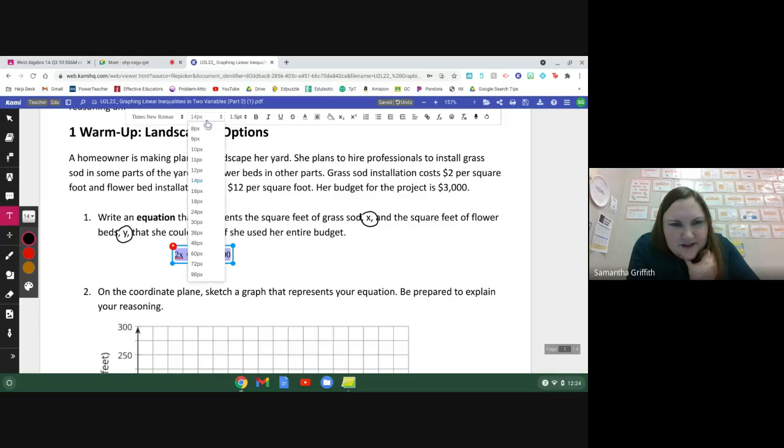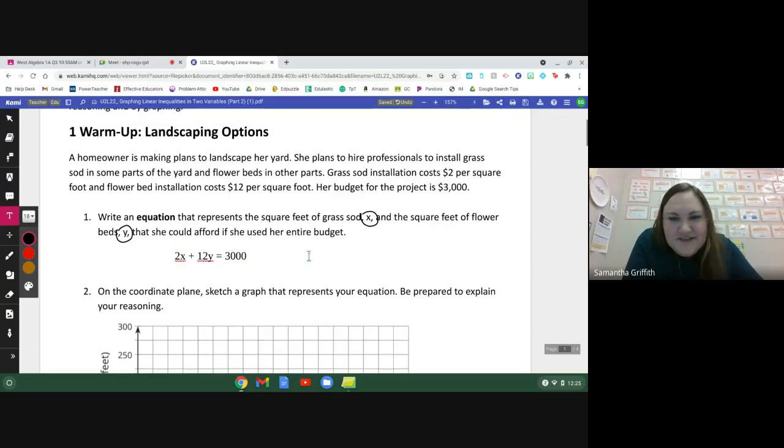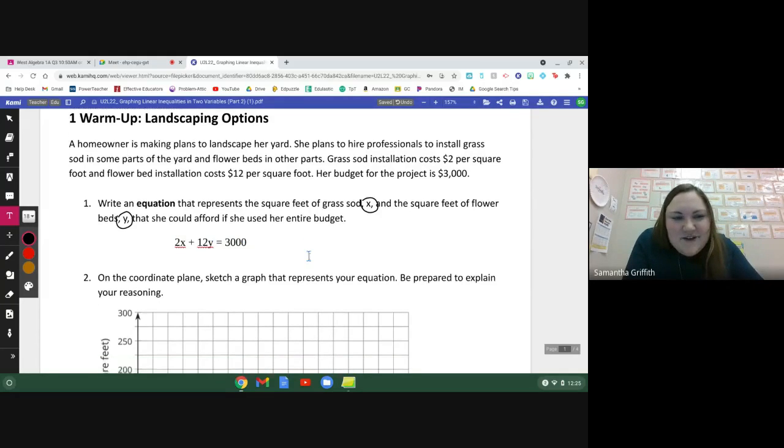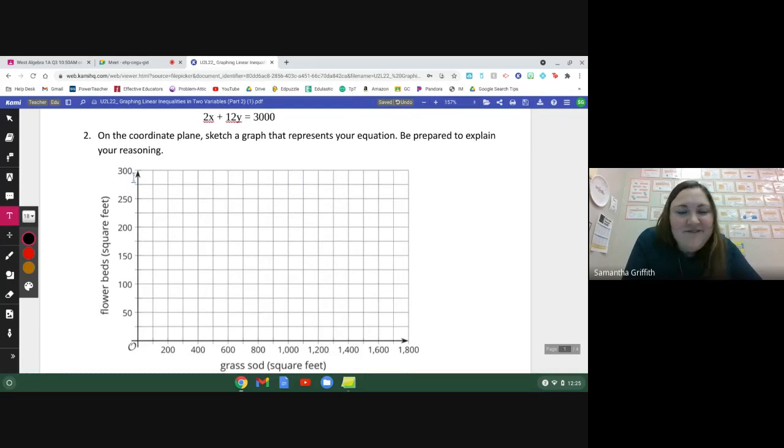I'll make it a little bigger on my screen too. We're saying $2 times the square feet of sod plus $12 times the square feet of flower beds equals that total budget, the $3,000. The second part of this, we're going to come down here, taking that equation you all just wrote, and we're going to sketch a graph of this equation down here.